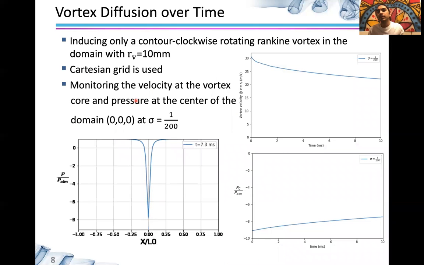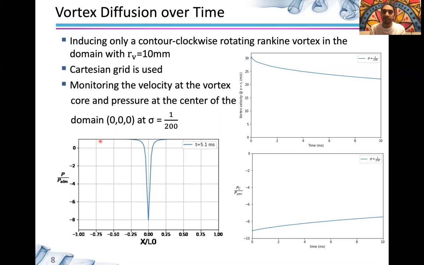So before we even put in the bubble in our simulation domain, we want to first look at a vortex and see if it diffuses well over time. So we have a counterclockwise rotating Rankine vortex in the domain with the radius of 10 mm. And we observe that over 10 milliseconds, the maximum velocity, which is actually at the radius of the vortex, basically decreases by 20%, and the pressure at the core actually increases slightly also over the time that we are considering.